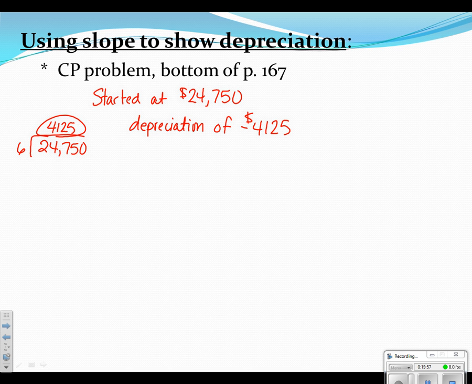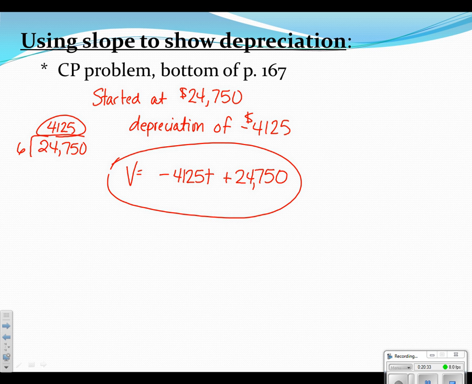So how would you show that it's going to go down $4,125 per year? Well, negative 4125t. The starting value was 24,750. So at t equals 0, you can see that your value is still equal to that 24,750. Then after 0, each year you're going to deduct another 4,125 from it. So here's our linear equation to show that depreciation.